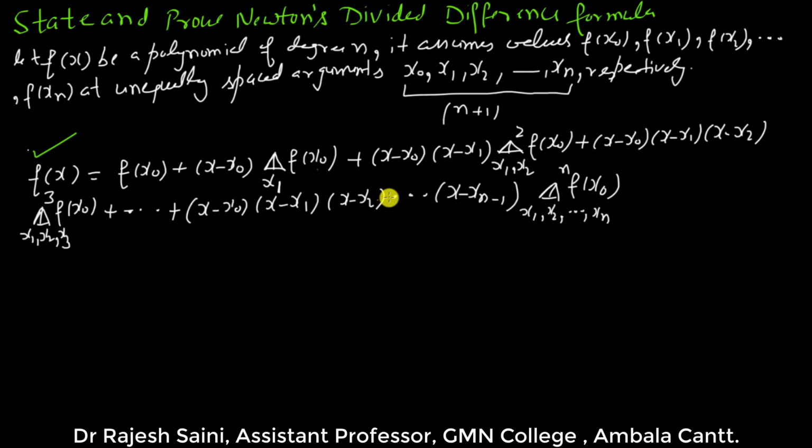So this is the Newton divided difference formula. Now we will prove this formula. This formula is used when the intervals are unequally spaced and the values of the polynomial of degree n are given at n plus 1 unequally spaced points. In that case the function f(x) will be given by this, and this formula will be used to interpolate the value of the function when the arguments are unequally spaced. Now we will be deriving it and doing its proof.